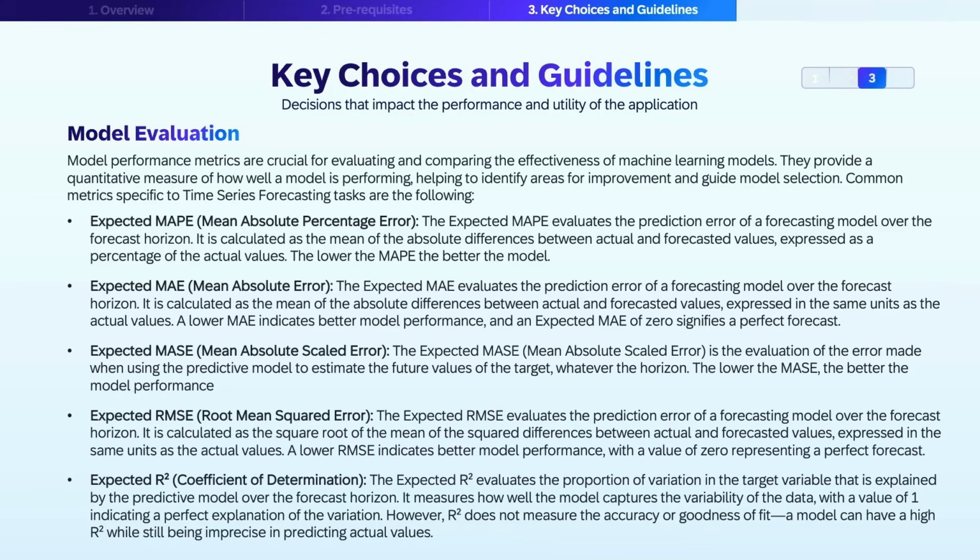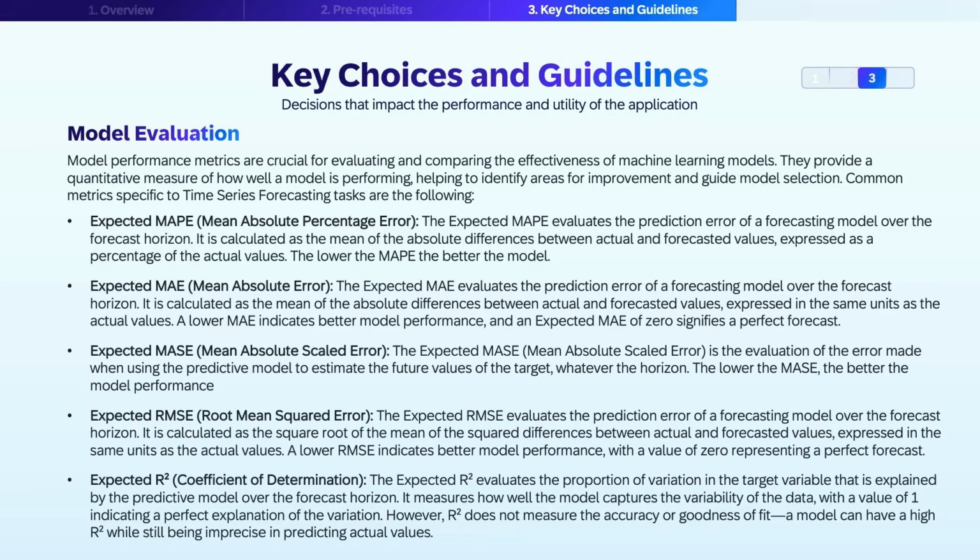over the forecast horizon. It is calculated as the mean of the absolute differences between actual and forecasted values, expressed as a percentage of the actual values. The lower the mean absolute percentage error, the better the model. Expected mean absolute error. The expected mean absolute error evaluates the prediction error of a forecasting model over the forecast horizon. It is calculated as the mean of the absolute differences between actual and forecasted values expressed in the same unit as the actual values. A lower mean absolute error indicates better model performance, and an expected mean absolute error of 0 signifies a perfect forecast. Expected mean absolute scaled error.